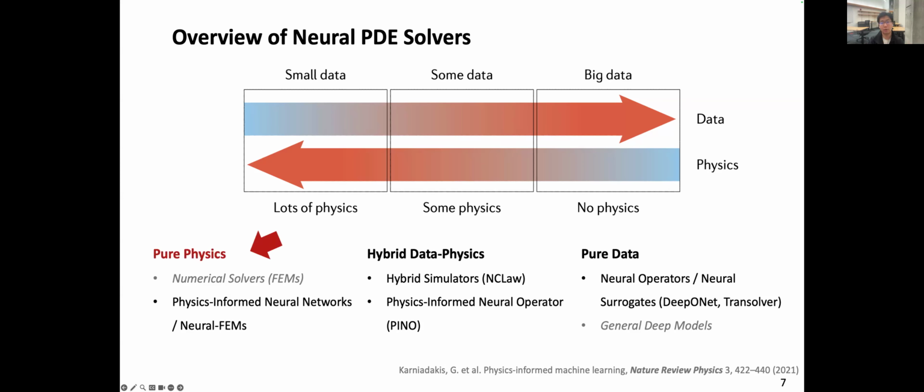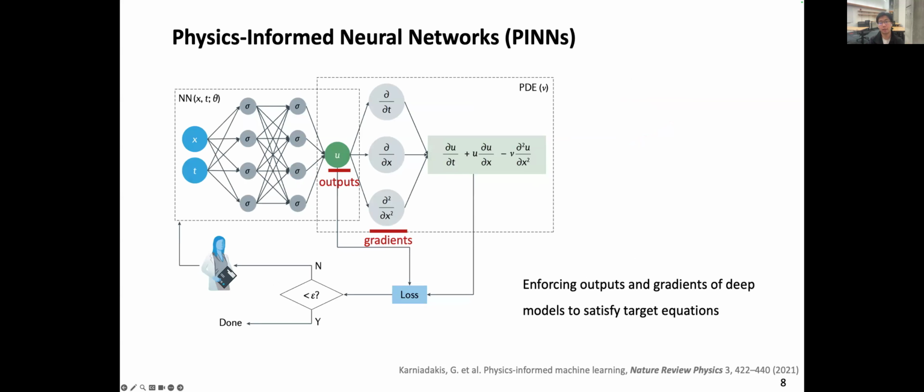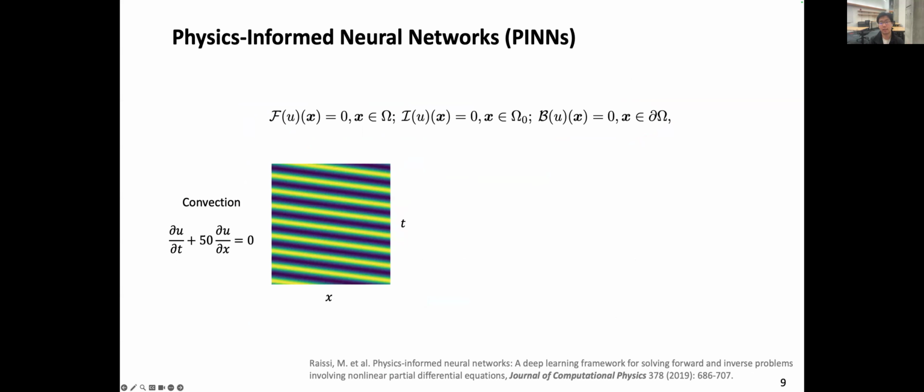Okay, today I will only focus on the first part, PINNs. The basic idea is to enforce the output and the gradients of models to satisfy the target equation. In more detail, here is an example of the convection equation in a one-dimensional time-dependent space. I will just introduce some basic knowledge, because it relates to my work.